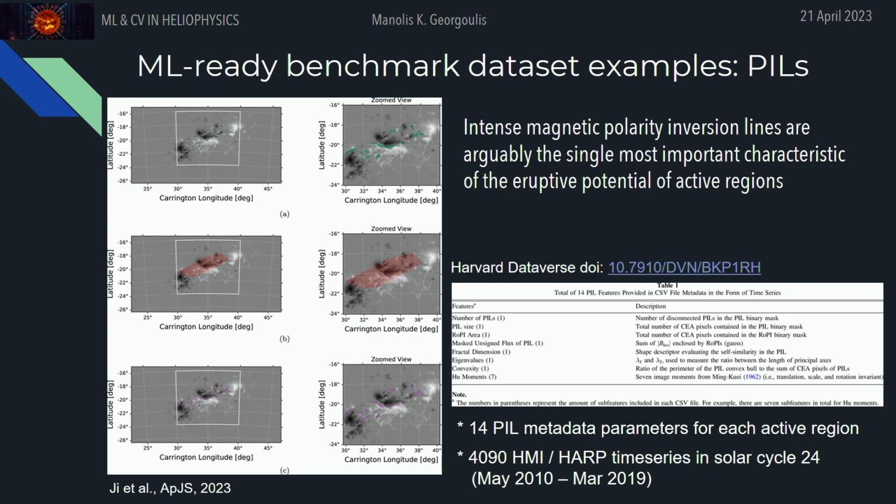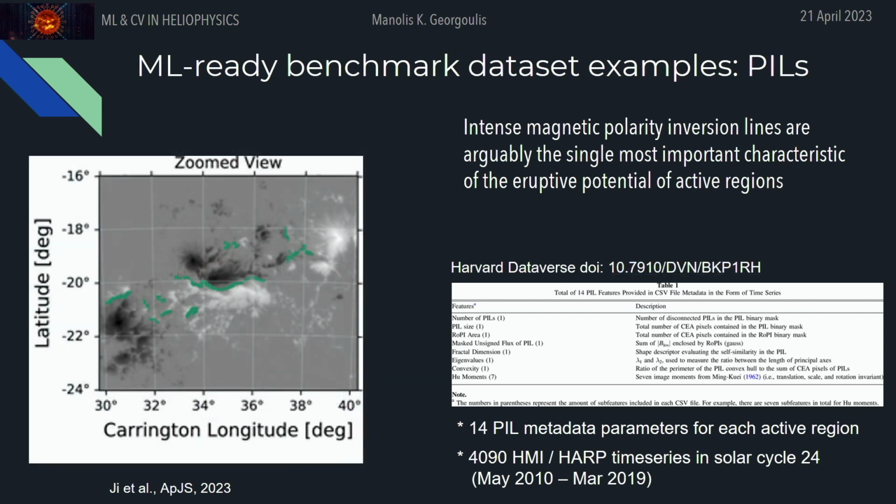And then very recently, something that I consider quite interesting and important is a magnetic polarity inversion line dataset that was put together by Anli G at the Data Mining Lab of Georgia State. The same way we create the SHARP metadata from HMI magnetograms, you focus on the polarity inversion line of active regions right here, and you create a set of metadata that you can also find available in Harvard Dataverse. And why polarity inversion lines? If you are a solar physicist who deals with eruptive phenomena in active regions, then you know that polarity inversion lines are arguably the single most important feature in an active region.